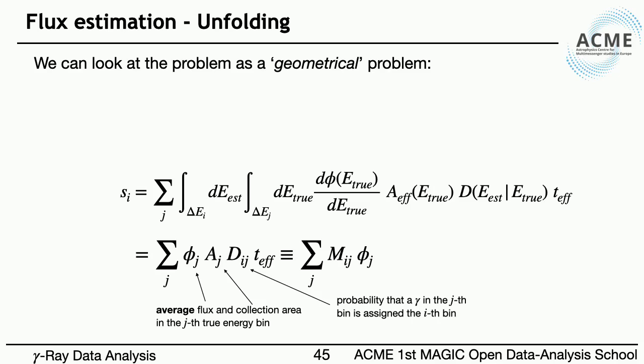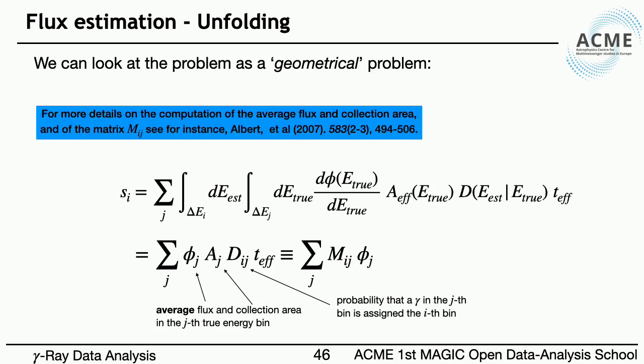And lastly, we can discretize the problem as shown here in the expression at the bottom. Here, F_j is the average flux in the j-th true energy bin. A_j similarly is the average collection area in the same true energy bin. And D_ij is the probability that a gamma in the j bin is assigned to the i-th bin in reconstructed energy. And we can write it in a more compact way, as shown in the last expression.